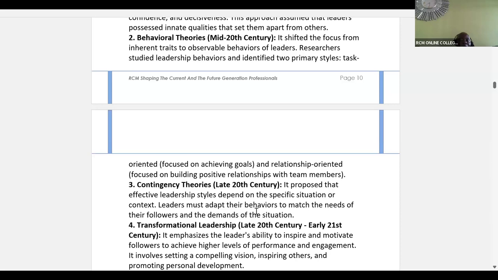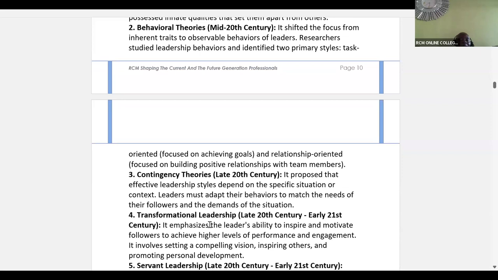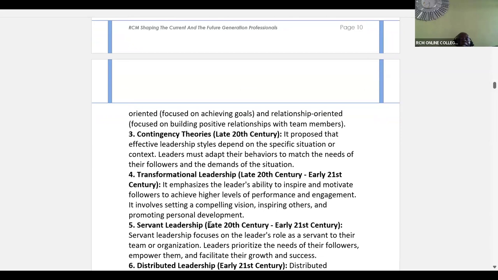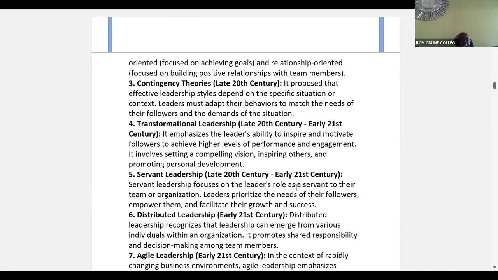Then we have transformational leadership. These are the ones that members of progressive boards have. Most of them are transformational. They change. It emphasizes the leader's ability to inspire and motivate followers to achieve higher levels of performance and engagement. It involves setting a compelling vision, inspiring others and promoting personal development. Transformation, you change. Then we have servant leadership, where you put others ahead of you. Servant leadership focuses on the leader's role as a servant to their team or organization. Leaders prioritize the needs of their followers, empower them, and facilitate their growth and success.